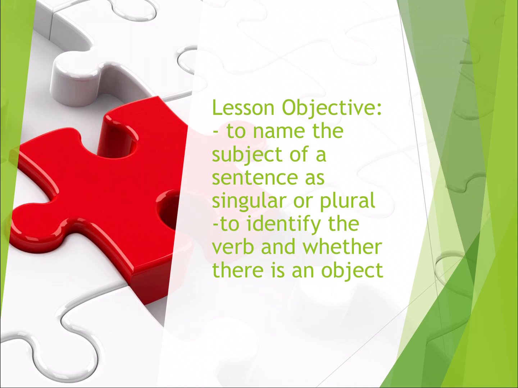The lesson objective, or the goal of this lesson, is to help you name the subject of a sentence as either singular or plural, and to identify the verb. We'll also take a look at whether or not the verb requires an object.